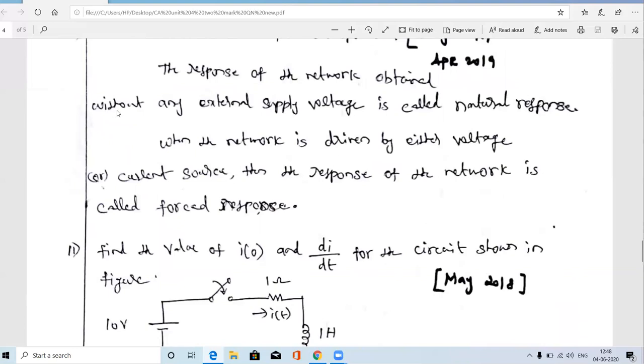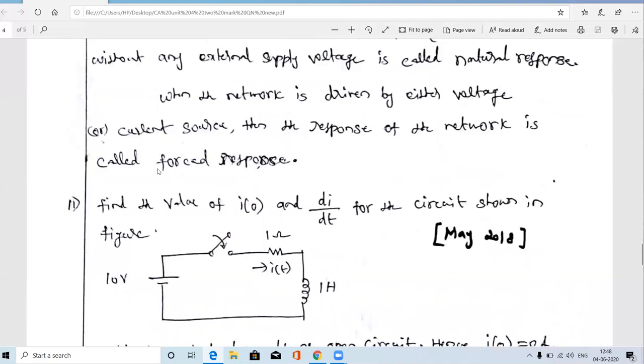So this is natural and forced response. Natural response means that without any external supply, there is a response of the network. Forced response means the network is driven by either a voltage source or a current source, and the response of the network is called the forced response.